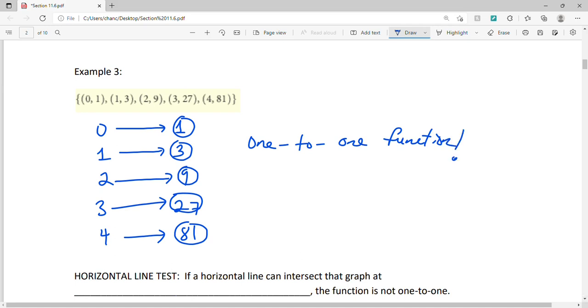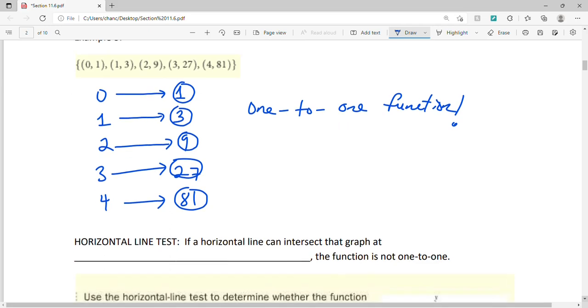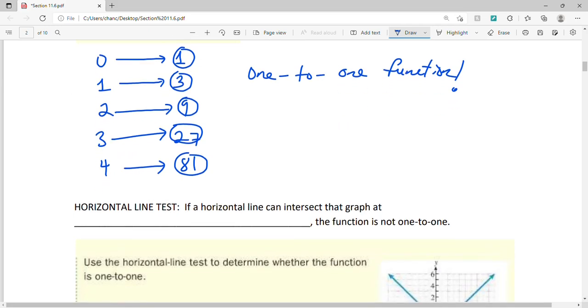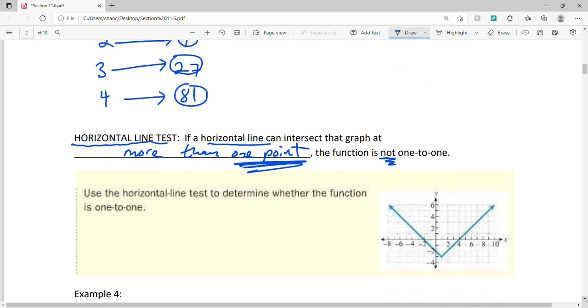Now we can actually use a test to determine if a function is one-to-one. That's called the horizontal line test. If a horizontal line intersects the graph at more than one point, the function is not one-to-one. So if you can draw a horizontal line that intersects twice or more, it disqualifies it as a one-to-one function.